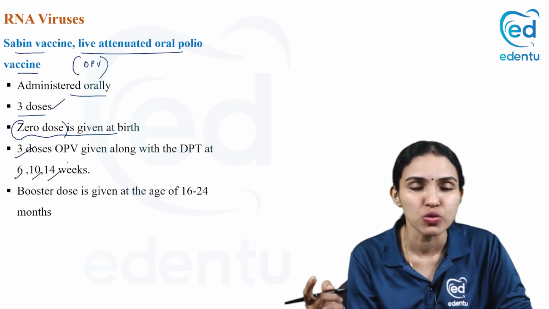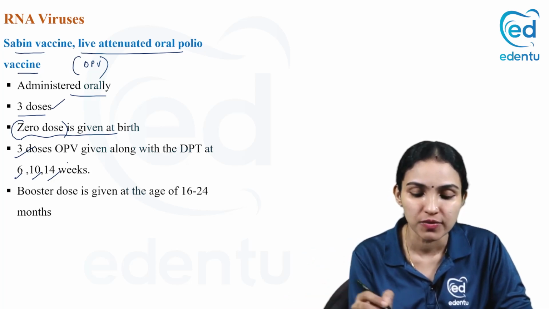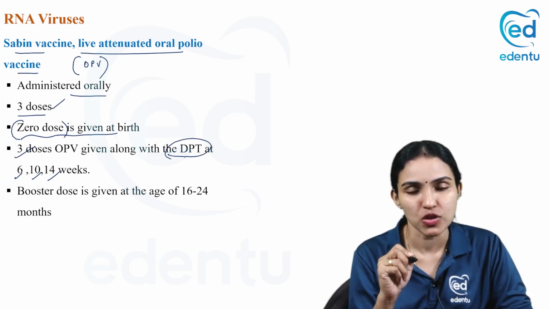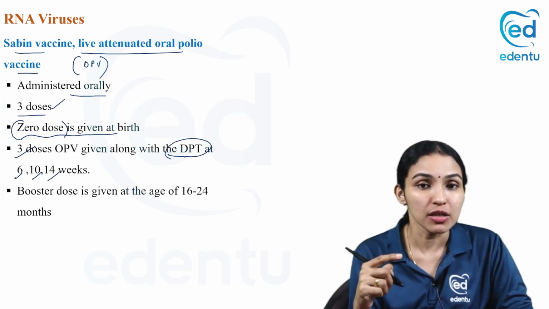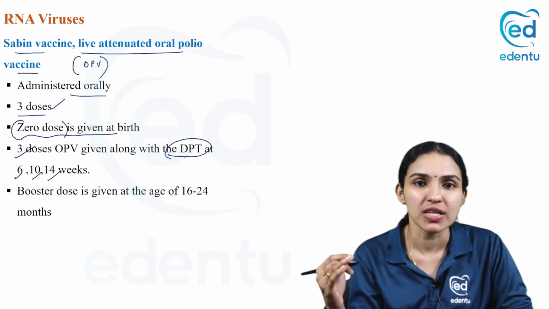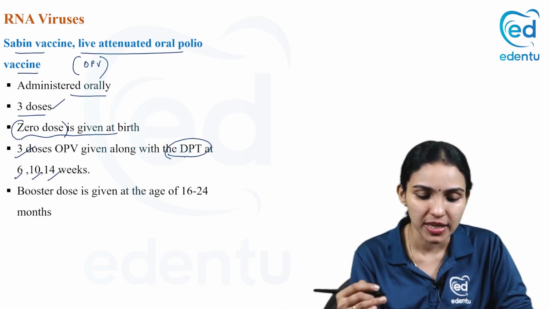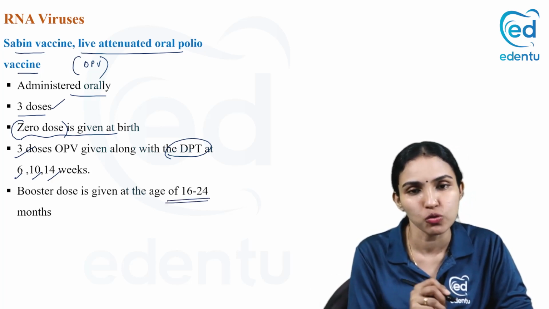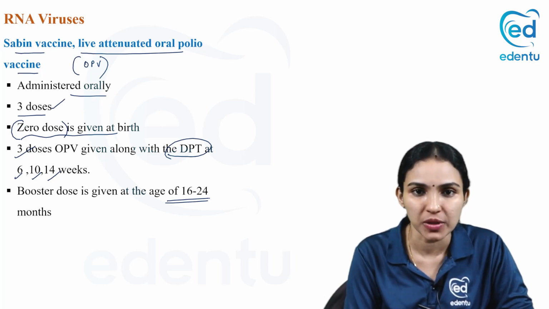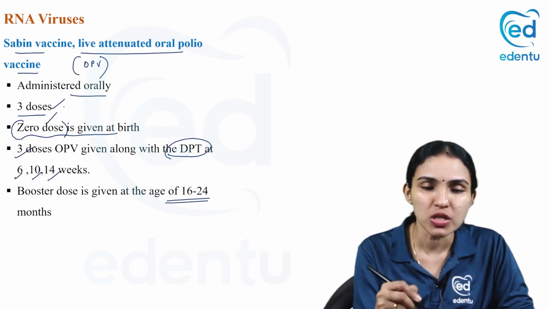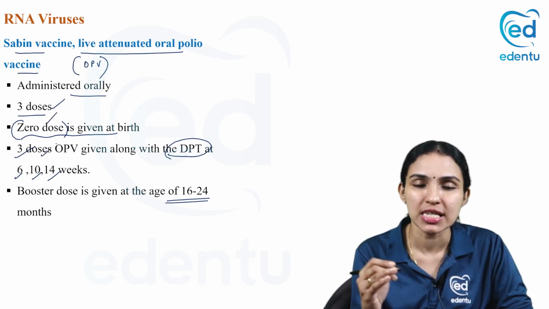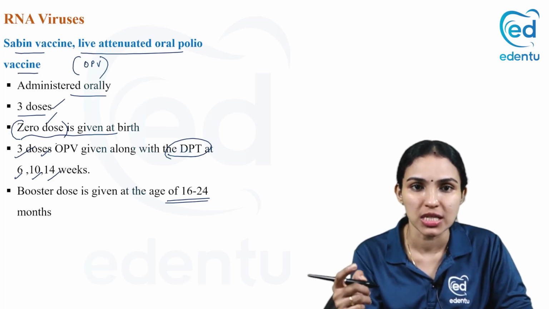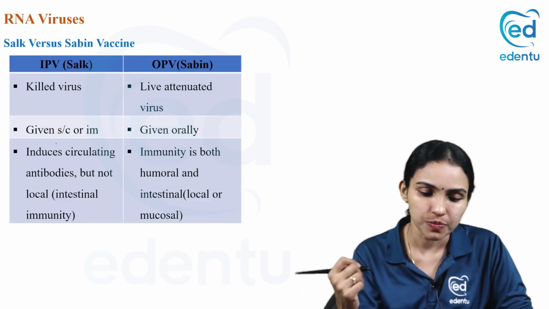So you give 3 more doses at 6 weeks, 10 weeks, and 14 weeks along with DPT. So OPV is repeated every 4 weeks, that is 6 weeks, 10 weeks, and 14 weeks along with the DPT vaccine. After that, you give a booster dose at 16 to 24 months. So that is also along with the DPT vaccine. So you have a 0 dose, you have again 3 doses at 6, 10 and 14 weeks, and then you give a booster at 16 to 24 months.